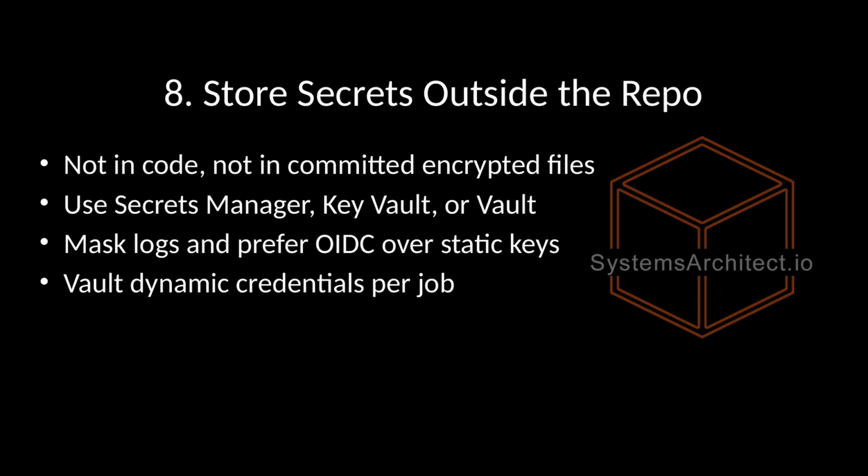Eighth, store secrets outside the repo. Not in code, not in committed encrypted files if the decryption key can leak later. Clones, runners, and backups multiply exposure of anything that ever lived in Git history. Use platform secrets or external managers like Secrets Manager, Key Vault, or Vault. Mask logs and prefer OIDC so static cloud keys are not needed at all.